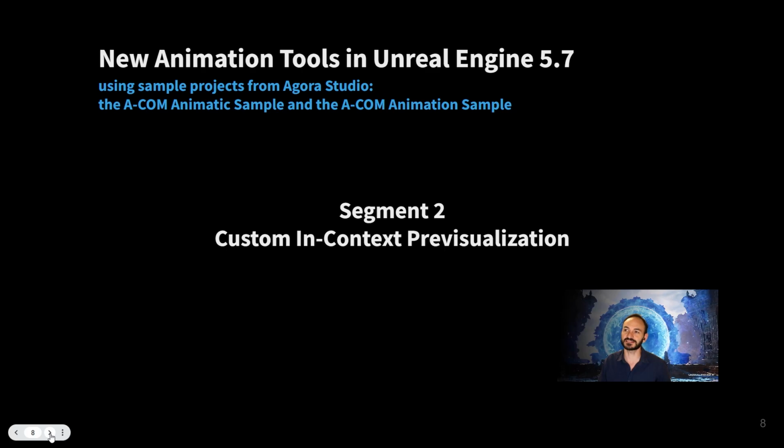Segment 2. Custom in-context previsualization. Catching the pivot shot in 3D. For these sketches, you will need the Odyssey plugin. In some tutorials, you might see that these animation samples contain already the sketches. However, with the final release of these projects, they have been released separately as two different projects, namely the animatic project and the animation project. Therefore, you also need to download them separately from fab.com.